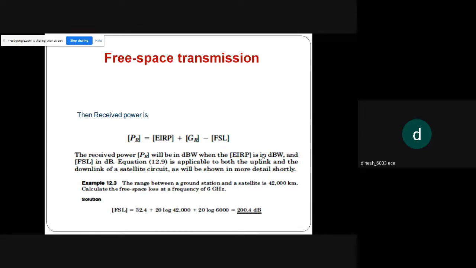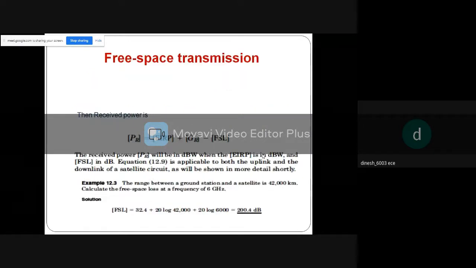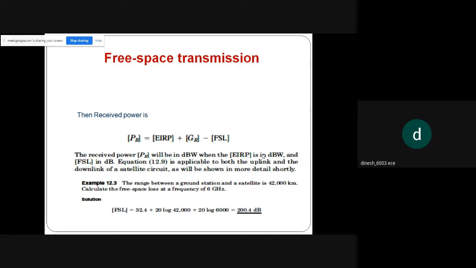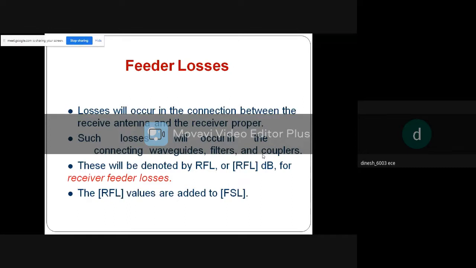Always we should write the measurement of f in megahertz, so 6,000. So we get 200.4 decibels. If you want, you can make a manipulation of flow. Next loss is feeder loss, which is at your receiver.